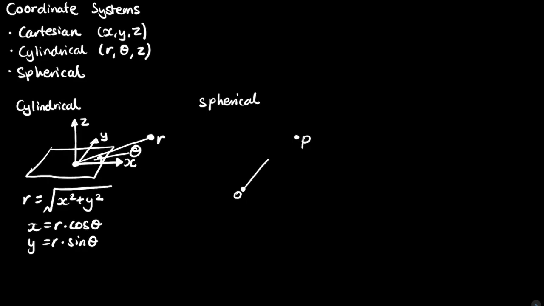So this distance right here between the origin and this point, I'm going to call r. Now, it's not the same as this r right here. This r is actually the square root of all three coordinates. If you want to transform between coordinate systems, this is actually going to be the square root of x squared plus y squared plus z squared. So this is r in spherical, this is r in cylindrical. Not the same r.